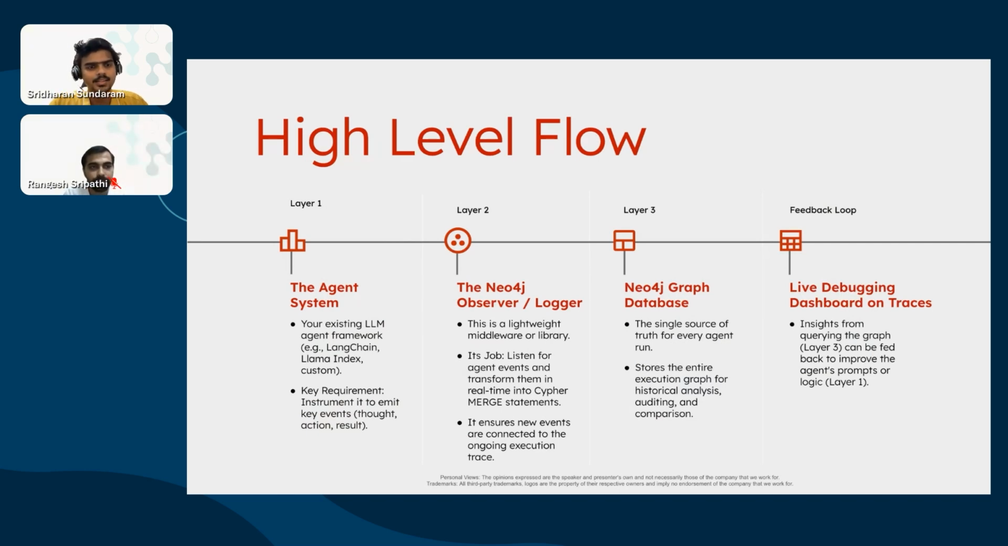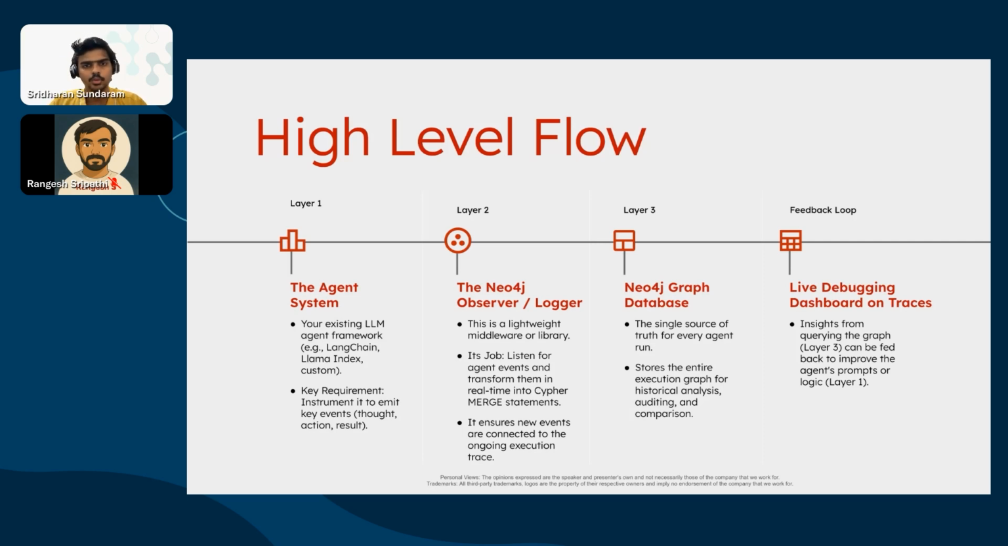Yeah, so thanks, Rangesh, and hey, everyone. Now that Rangesh has given context to what we are going to solve with the Neo4j graph database, we will dive into the layers that we have in our architecture. The first and primary layer will be your agent system. It could be any existing LLM agent framework, right? As Rangesh explained, it could be LangChain or Llama Index or any custom framework that you might have built for your company or business. So that will be the primary layer.